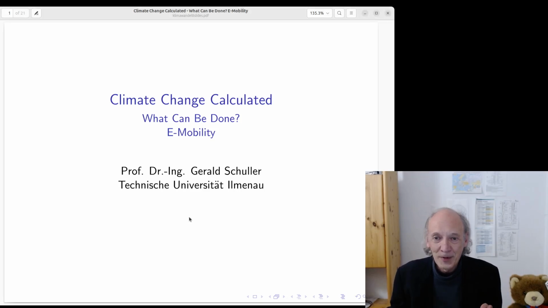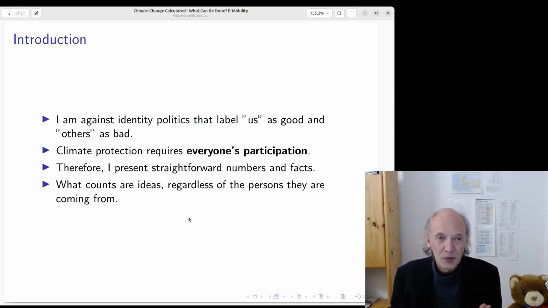Okay, so let's start. First, the introduction. First let me say that I'm against identity politics that label us as good and others as bad, because climate protection requires everyone's participation, not just a single group. Therefore, I present straightforward numbers and facts. What counts are ideas, regardless of the persons they are coming from.